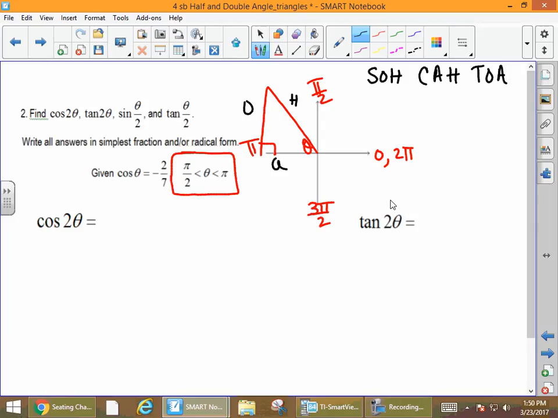And once we know that, we can label this triangle based on the fact that we're given the cosine of theta is negative 2/7. Cosine being the adjacent divided by the hypotenuse. So if we look real close here, in the second quadrant, cosine is negative. Hypotenuse is always positive. And in fact, we're going left with our triangle, which is why we can put that negative in.